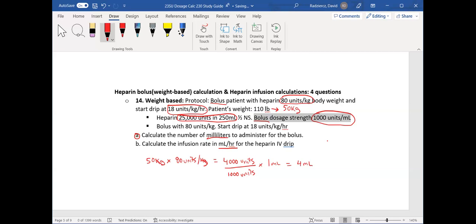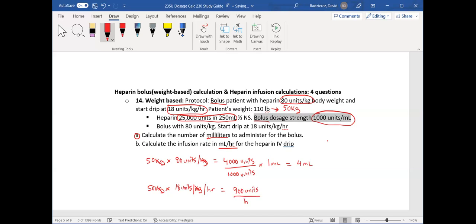So I'm going to follow the same strategy I did up here, where I'm going to start off with the patient's weight. And then I'm going to multiply by what I'm starting with, which is the 18 units per kilogram per hour. So we're going to get rid of kilograms. 50 times 18 is 900 units. Now this is per hour.